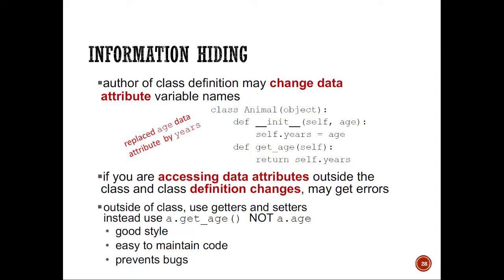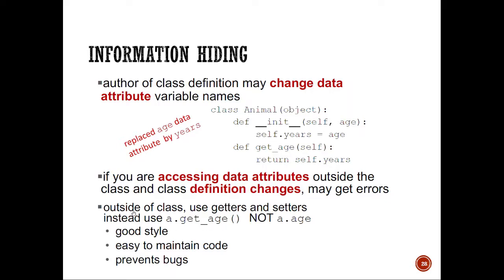So authors of the class definition can actually change the data attribute variable names. For example, here we are renaming the age variable to be years. If we are accessing data attributes outside the class and the class definition changes, we may get errors.